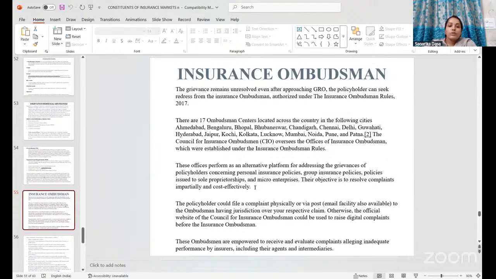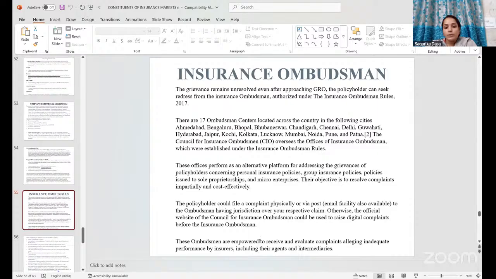The policyholder can file a complaint physically, or via post; an email facility is also available, to the ombudsman having jurisdiction over your respective claim. Suppose I take an insurance policy and I have a complaint. If I have to go to the ombudsman, I have to go to the area where I am residing, that is, the Hyderabad ombudsman. When I reach the ombudsman, I have to file a complaint, either in written format on paper, or sent by post, or by email to the ombudsman.